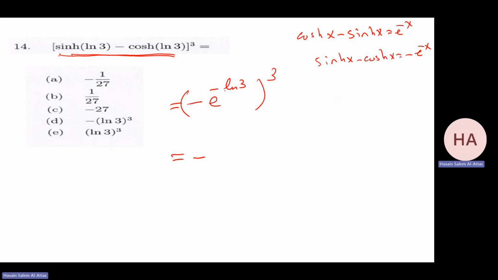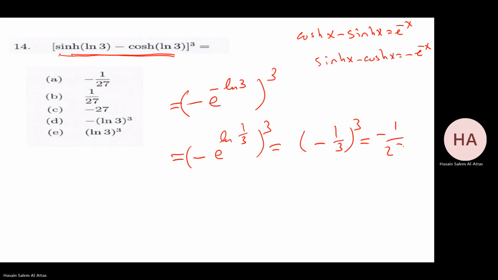That will be minus e plus ln 1 over 3 cubed. That will be minus 1 over 3 cubed, which is minus 1 over 3.